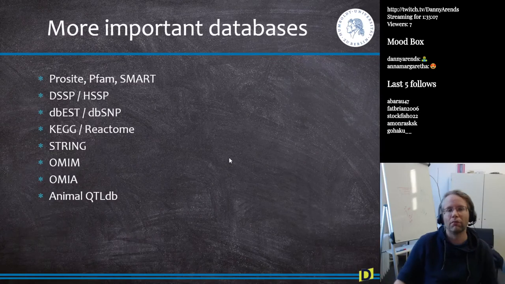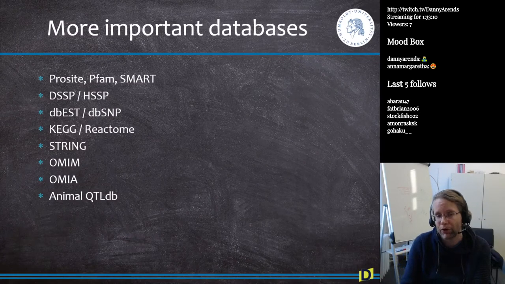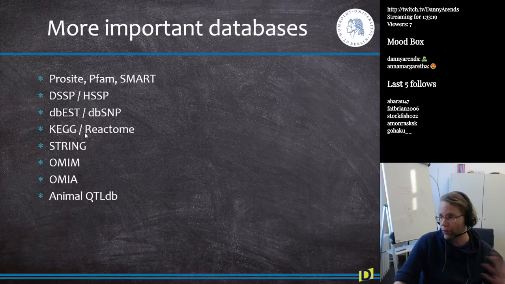There are, of course, many other databases. Like we have PROSITE and Pfam when we're interested in protein families or when we're interested in protein motifs. We have KEGG and Reactome, which we already discussed in a previous lecture. And we have dbSNP, which is the database which contains single nucleotide polymorphism data. We have dbEST for expressed sequence tags. We have the OMIM database, the Online Mendelian Inheritance in Man. We also have the OMIA database, so the Online Mendelian Inheritance in Animals. So these two databases contain information on Mendelian traits in humans and in animals.